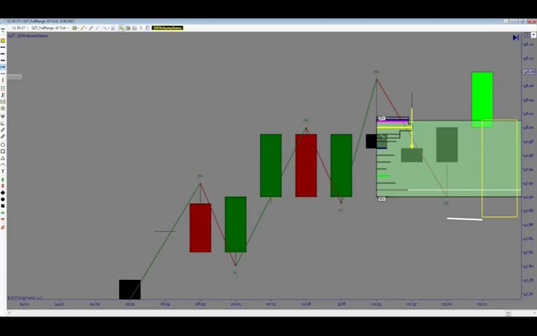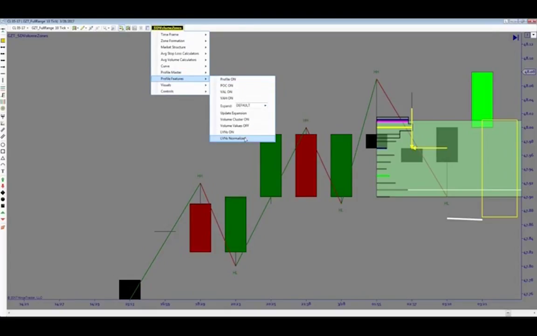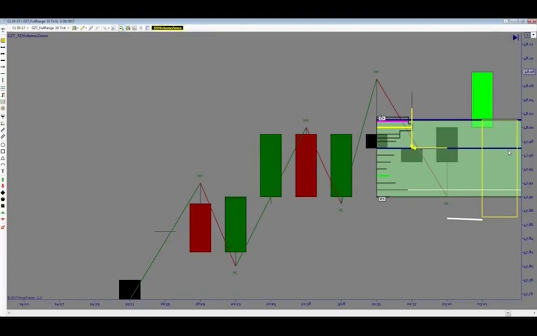And I'm going to just grab the arrow here and explain what that looks like right there. Okay, right there. So if you look to the left, you're going to see that if I go in here and go to profile features, I can extend those out. Those are what we call low volume nodes. And what low volume nodes tell you in the market is if the market gets here, it shouldn't stay there. Not by definition of what an auction is.